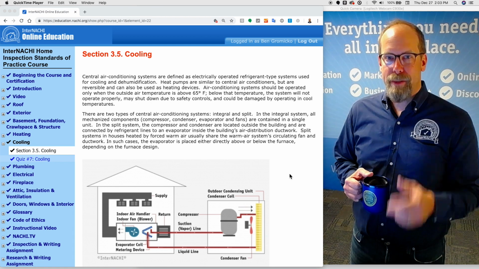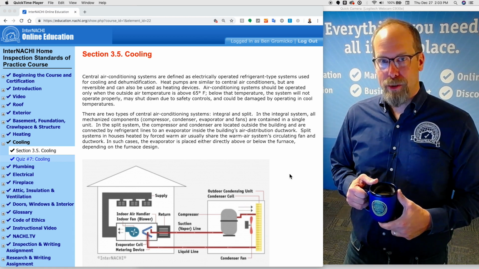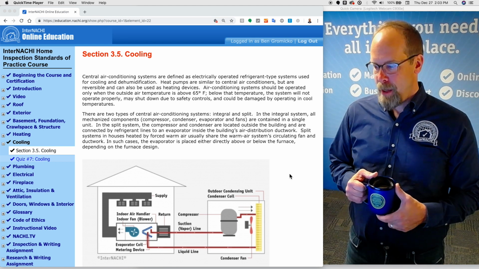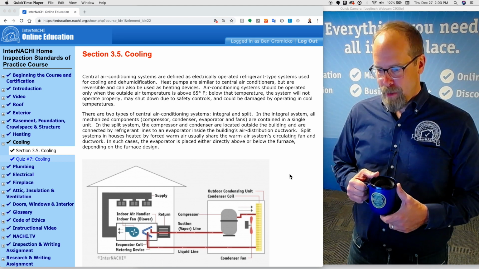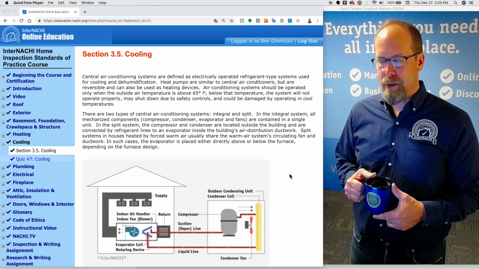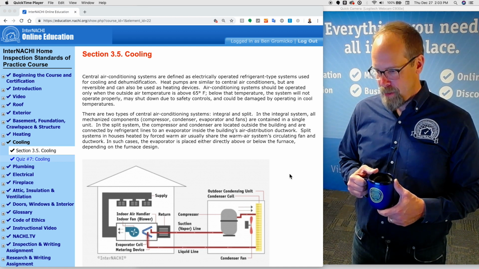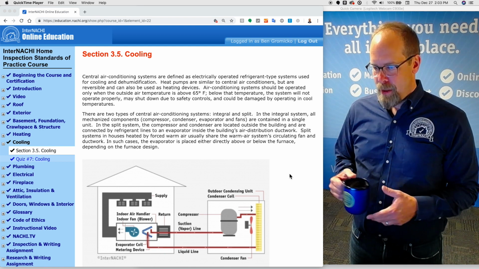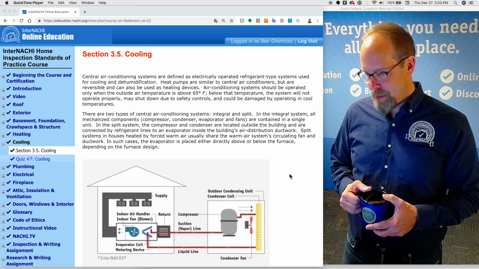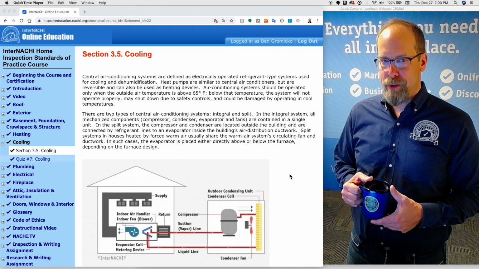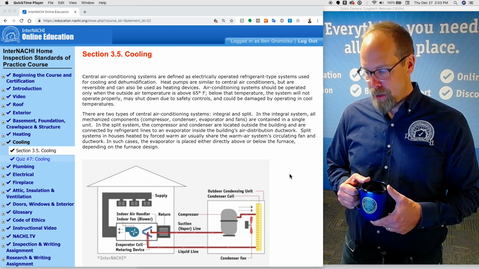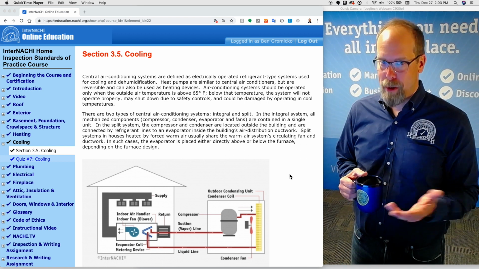There are two types of central air conditioning systems, integral and split. In the integral system, all mechanized components, compressor, condenser, evaporator, and fans, are contained in a single unit. In the split system, the compressor and condenser are located outside the building and are connected by refrigerant lines to an evaporator coil inside the building's air distribution network, the ductwork.